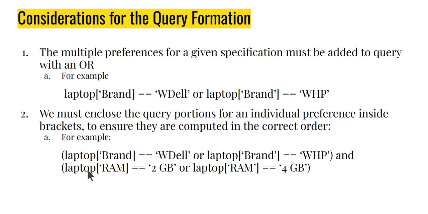So what I mean is that, look, when we are talking about brand here, we are putting laptop brand equal to WDEL or laptop brand equal to WHP. This is inside brackets, and let's say the preference for RAM is 2 GB or 4 GB. These two individually are connected with each other with an OR. Together, this has to be in a bracket, and these brackets, as earlier, have to be connected with an AND. The reason is, if I do not have the brackets, the entire computation can go off. So brackets make it correct.